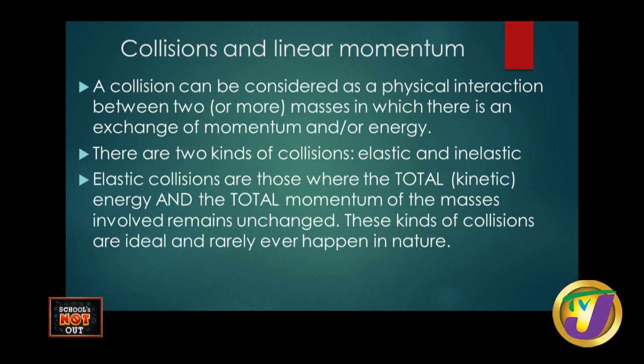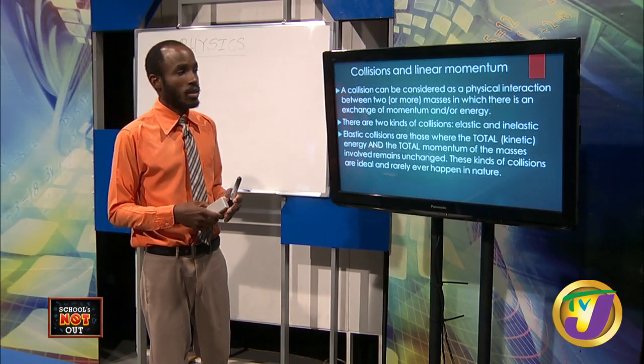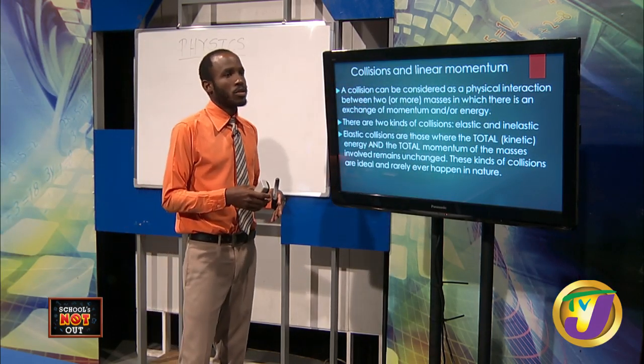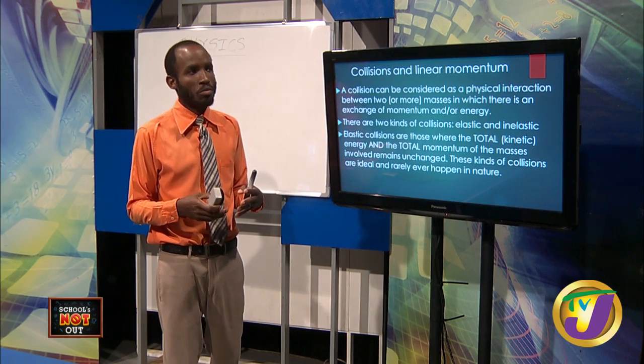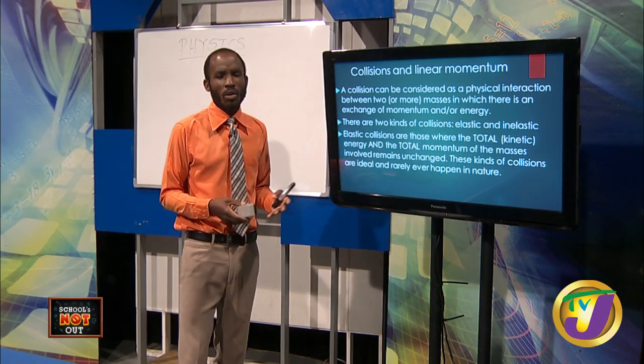There are two types of collision, elastic and inelastic. For your elastic collision, this is where, and it's very important, the total kinetic energy and the total momentum of the masses remain unchanged, or they are conserved. These kinds of collisions are ideal and they rarely ever happen in nature. The reason for this is because anytime something collides, some energy is almost always lost.